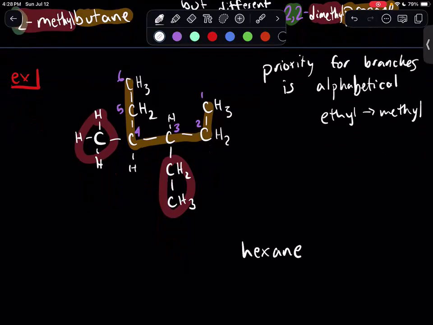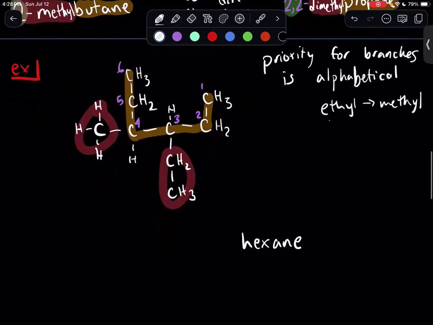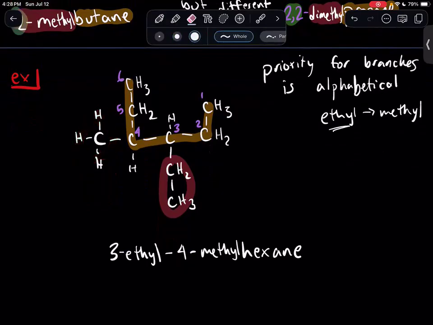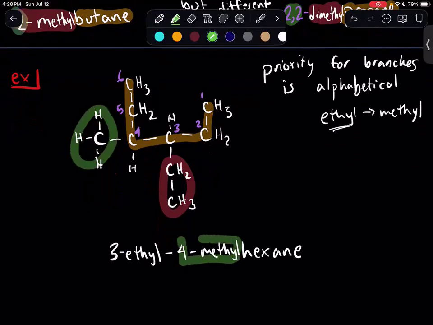And now I'm going to go from my priority. So like we said, ethyl before methyl, this is going to be 3-ethyl. And then it's going to be 4-methyl. And it'll be hexane. If I go ahead and change the highlights here, we can make this a little more visible. My 4-methyl, my 3-ethyl, and my parent hexane. So this is how we start getting these names down.